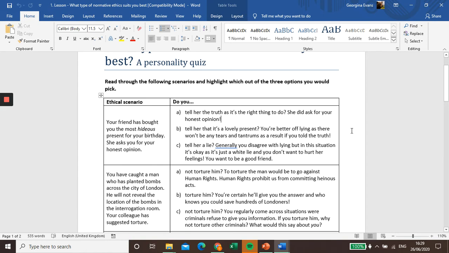You're better off lying, as there won't be any tears and tantrums as a result if you told the truth. Or do you C, tell her a lie, but for a different reason? Generally, you disagree with lying, but in this particular situation, it's just a white lie, and you don't want to hurt her feelings, and you want to be a good friend. So you're to go through each scenario and highlight or tick which response you would pick.